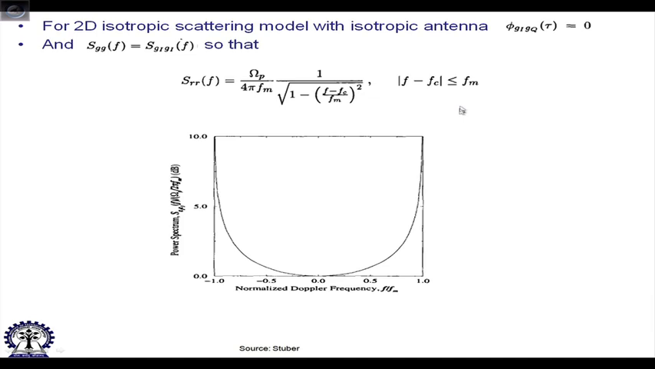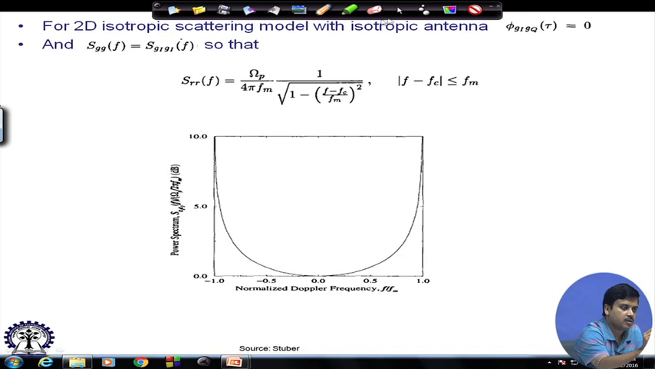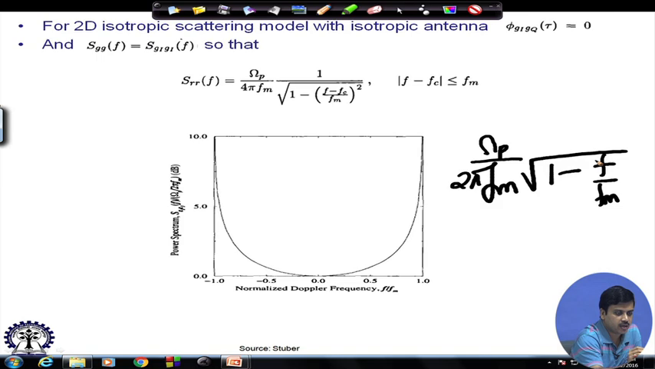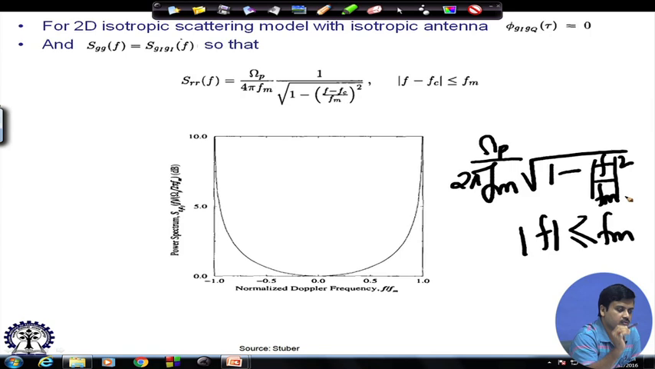In the baseband, just to remind you, the baseband spectrum would look like omega p by 2 pi fm square root of 1 minus mod f by fm squared, for mod f less than or equal to fm. That was the criteria that was set. Here that gets modified to f minus fc. That means fc was set equal to 0. You could also imagine it in that way.